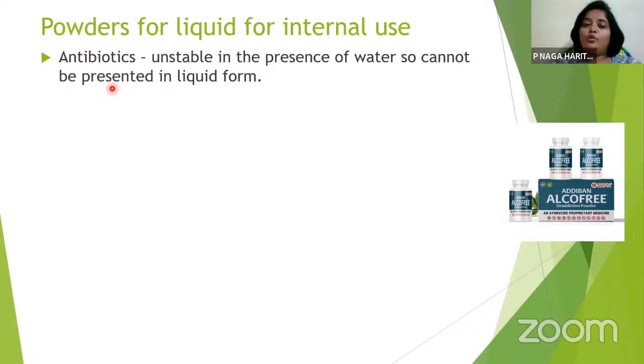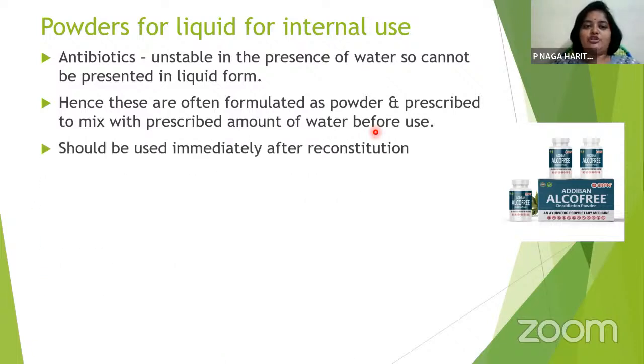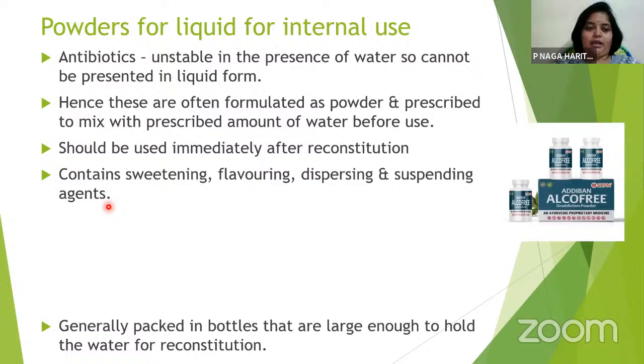That is why we don't prepare them in the form of a liquid. We just prepare them in the form of a powder. Before use, you are just going to reconstitute them with the water. So hence, these are often formulated as powders and prescribed to mix with a prescribed amount of water before use and should be used immediately after reconstitution. Contains sweetening, flavoring, dispersing, and suspending agents. So all these are the excipients which consist along with that of the API.